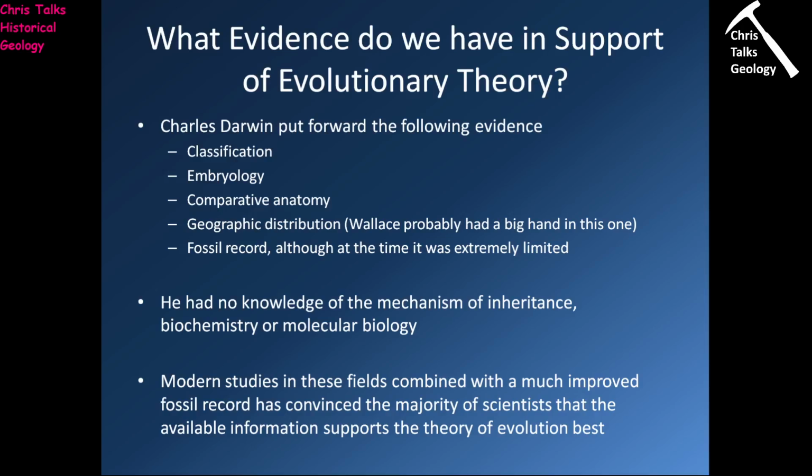So Darwin had no knowledge of the mechanisms of inheritance, biochemistry, or molecular biology. Those are far more recent advances. So modern studies in these fields, combined with a much improved fossil record, have convinced the majority of scientists that the available information supports the theory of evolution as the best model to date.